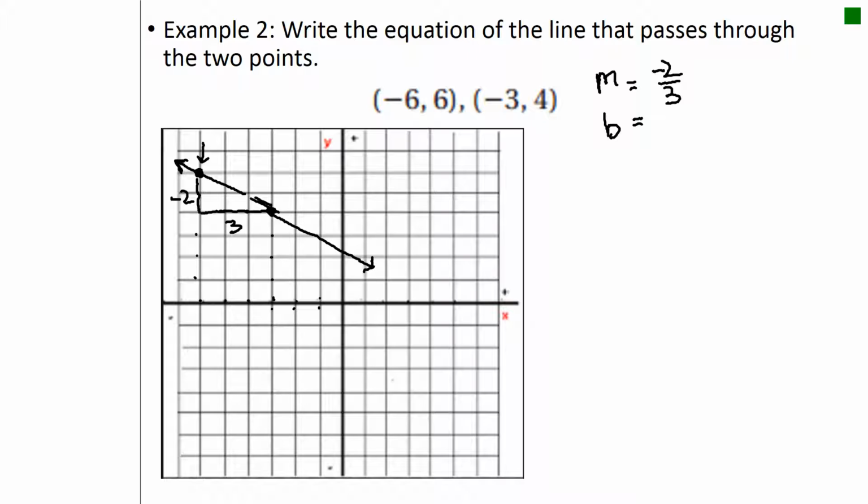The intercept was extended all the way down to about right here. I didn't draw it perfectly, but if I checked with my slope again, -2 over 3, we can see that that's the point I'm looking for. And that point is the point 0, 2. So I've got my slope and I've got my intercept. Here we go. Y equals slope times x, that's the rate, plus the intercept. Write the equation of the line that passes through the 2 points. Here's our equation.